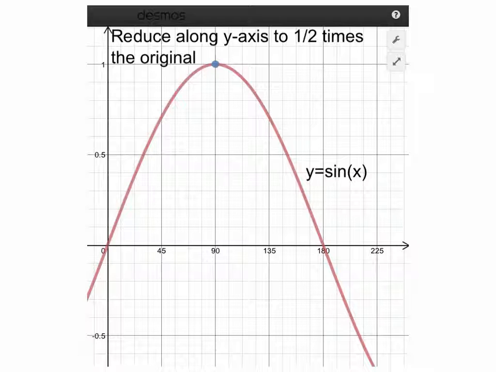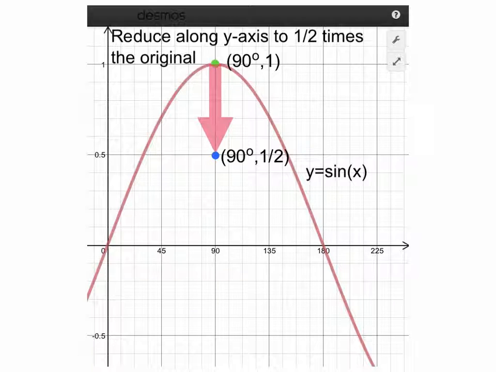This time I'm going to reduce the graph of y equals sine x along the y-axis to 1/2 times the original. For convenience, let's take a look at the point (90°, 1). The x-coordinate will remain unchanged, but the y-coordinate will be reduced to half. The y-coordinate of any point on the original graph will also be reduced to half. So the image of the graph will look like this.